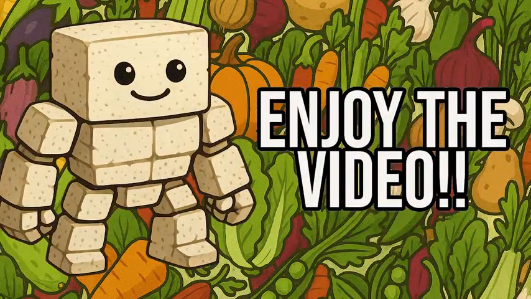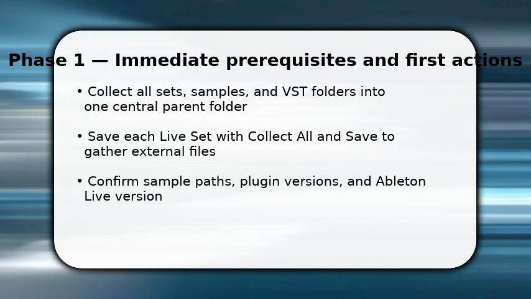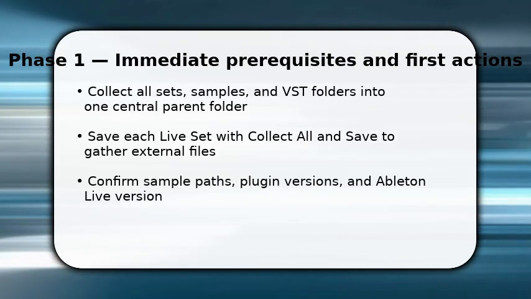Please enjoy the video. You start by consolidating assets so linking is deterministic. Create a single parent folder and move each live set, sample folder, and presets folder inside. Use Live's File > Collect All and Save to copy samples into the set's project. This prevents missing file errors later.